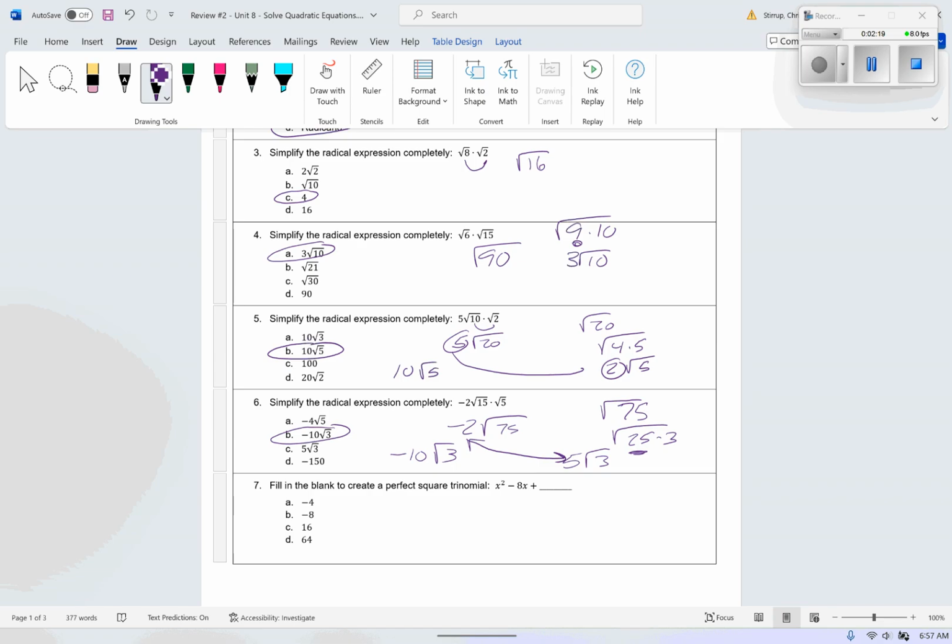Okay, we want to fill in the blank. So what is half of 8? It's 4. What is 4 squared? That's 16. So a 16 goes in there, so you'd circle that answer.